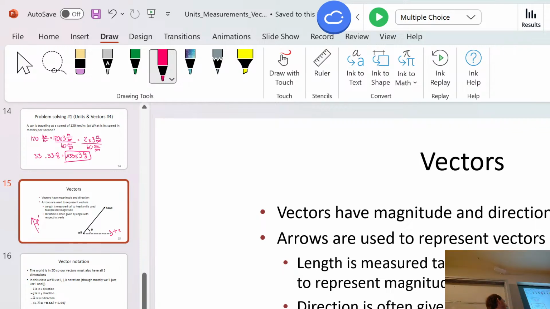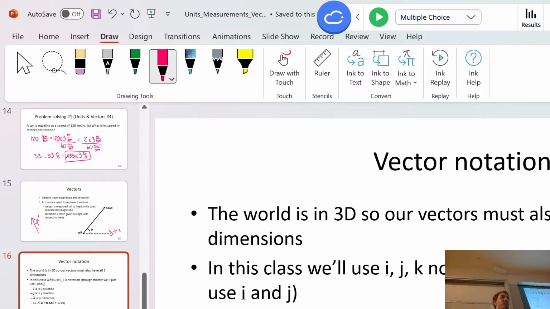You may or may not have seen this before. It's been a long time since I took Calc 1, so I'm actually going to get a quick check from you all. Have you all seen IJK notation? Some of you, yeah. Oh, you have seen, okay, great. So, okay, you have seen IJK notation.